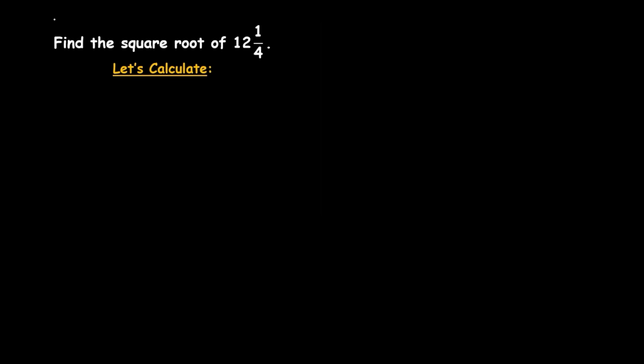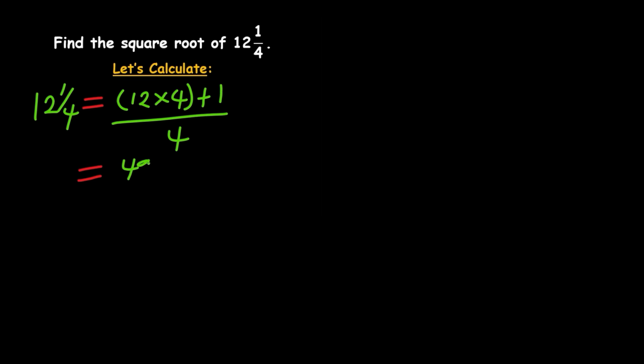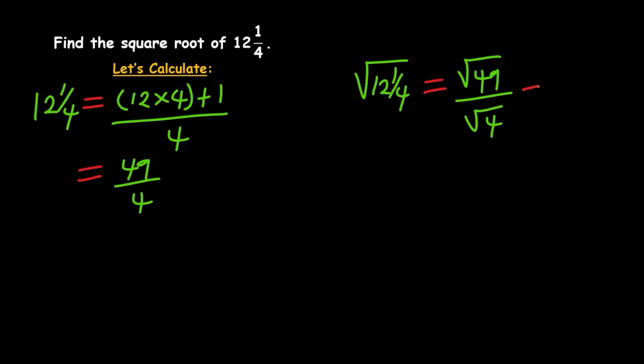Let's convert the mixed number to an improper fraction. 12 and a quarter equals (12 times 4 plus 1) divided by 4 equals 49 fourths. Now we take the square root. Square root 12 1/4 equals square root 49 divided by square root 4 equals 7 halves equals 3 1/2. So, square root 12 1/4 equals 3 1/2.